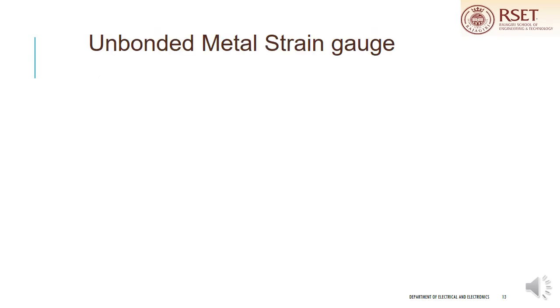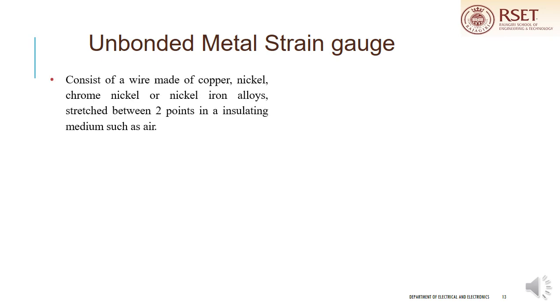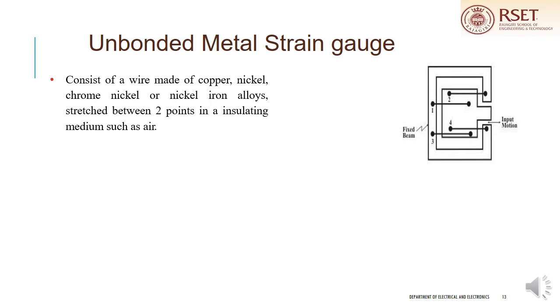Now, coming to the unbonded metal strain gauge, it consists of a wire made of copper or nickel iron alloys, which is stretched between two points in an insulating medium such as air. You can see that in the diagram. Wires are kept under tension, which means that there is no sag, no vibration, etc.